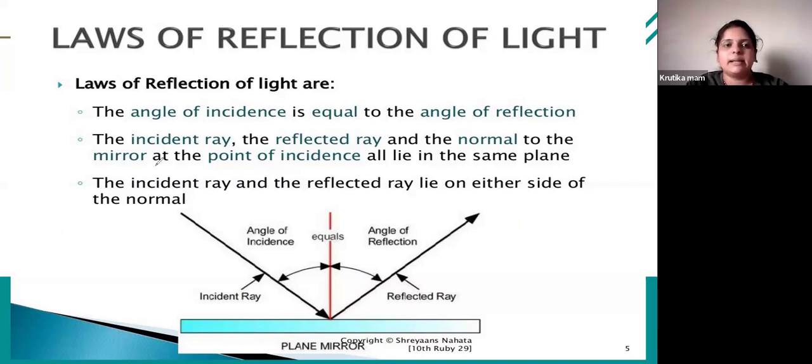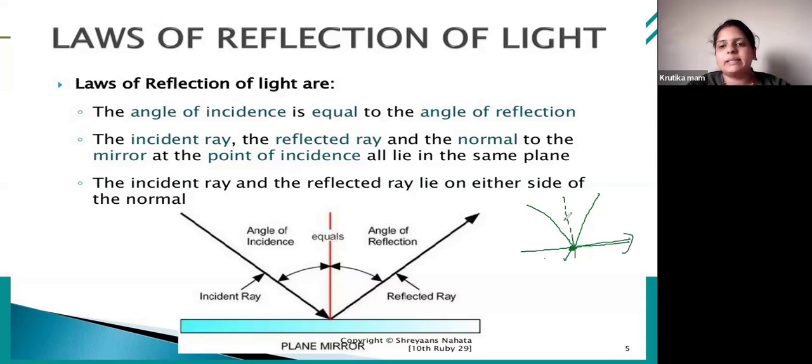Second law, students. The incident ray, the reflected ray, and the normal to the mirror at the point of incidence all lie in the same plane. I already told you what the point of incidence is. Suppose this is the surface, this is the incident ray, the reflected ray, and this is the normal drawn here. This is the point of incidence, and here all the rays are in the same plane.